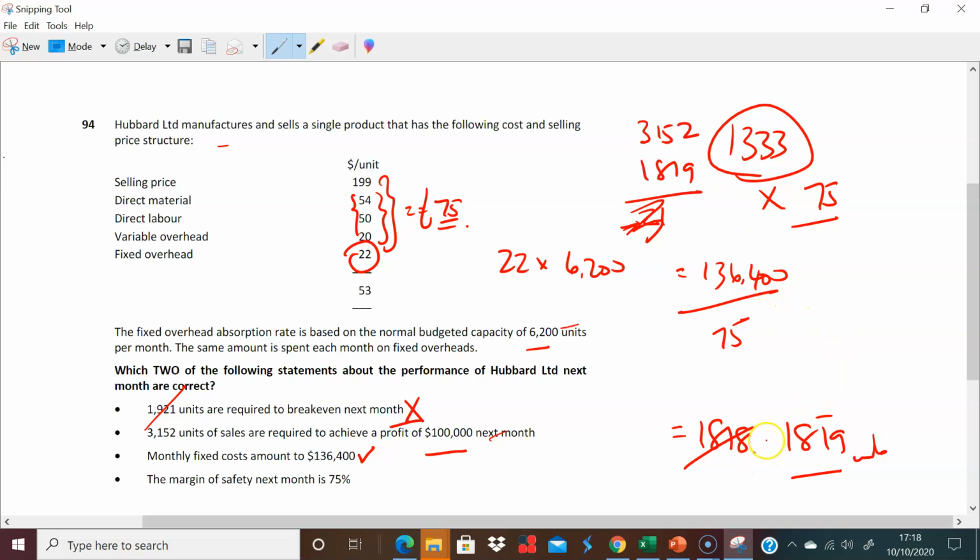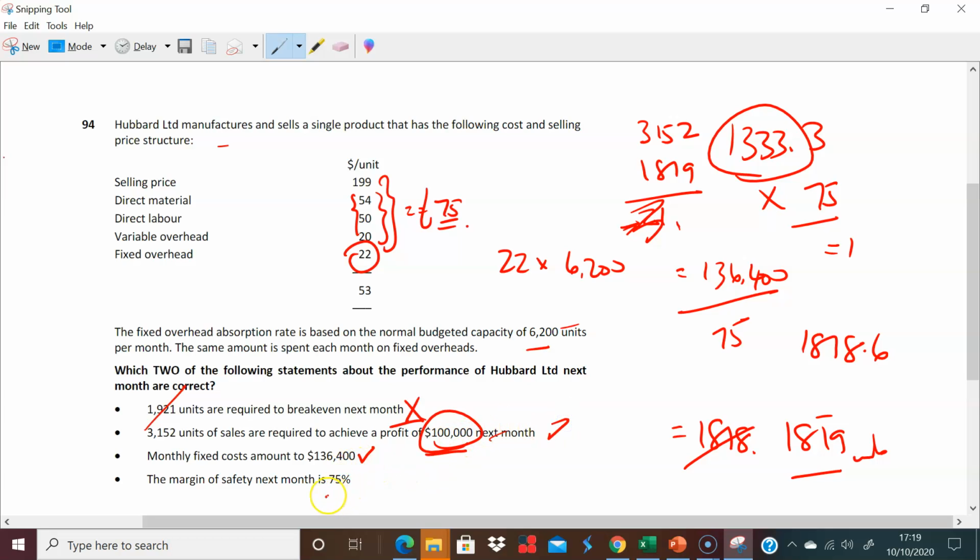Actually, I probably shouldn't have taken away the decimal places. If I kept the decimal places, and I should do that, so let's just do it properly then. 136,400 divided by 75 is 1818.6. So if I take this away from 3152, I get 133.3. So if I multiply this by 75, you get 100,000. And there you are. So this is correct and this is correct.